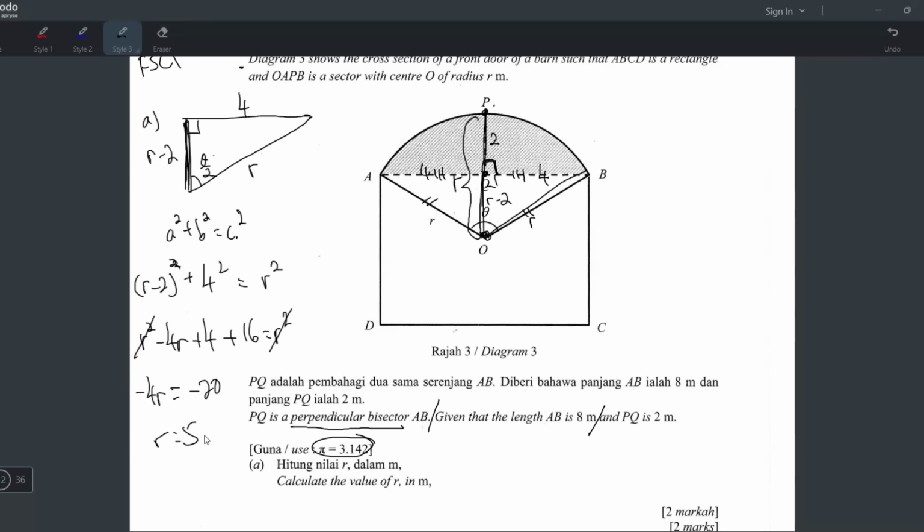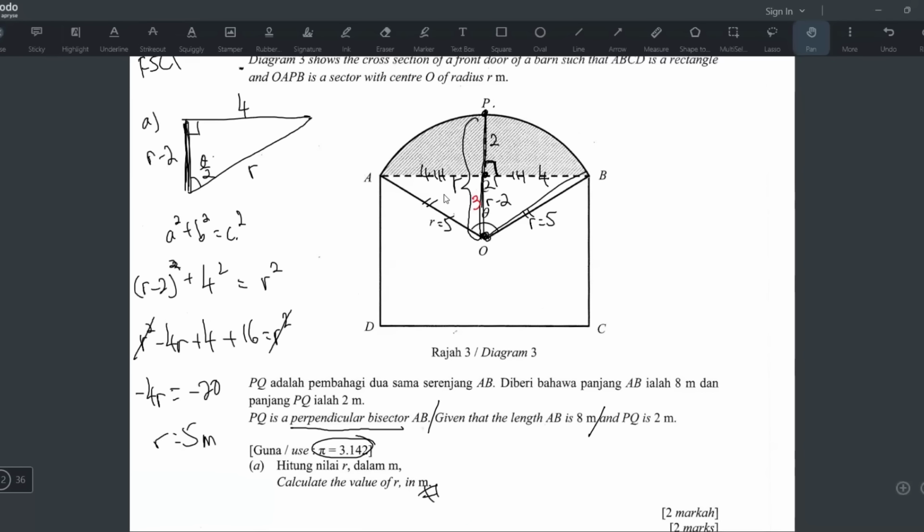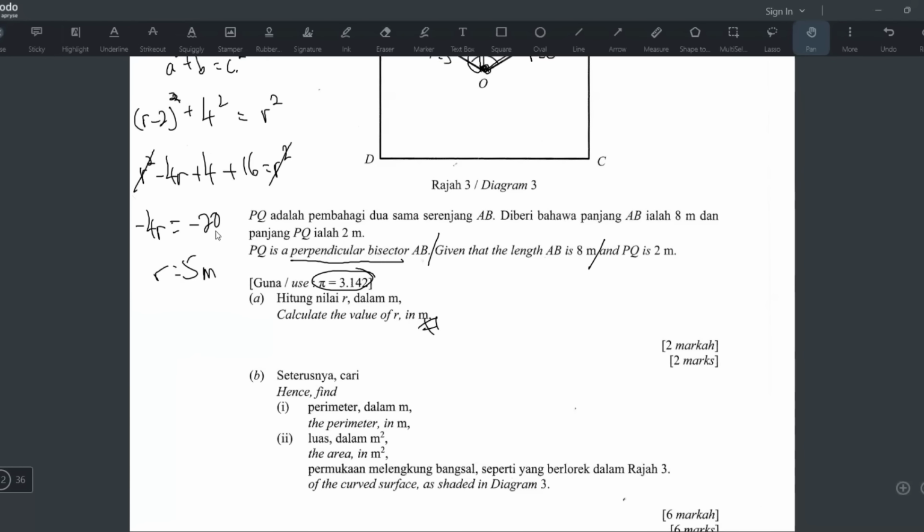Alright, so it's in meter, right? So let's write meters. Okay, if the R is 5 means this one is 5, this one is 5, and then this one is 3. Yeah, this one is 3. Because it's 5 minus 2, right? Yeah, so now we have a lot of information already. So when we do B, it will be easy already.